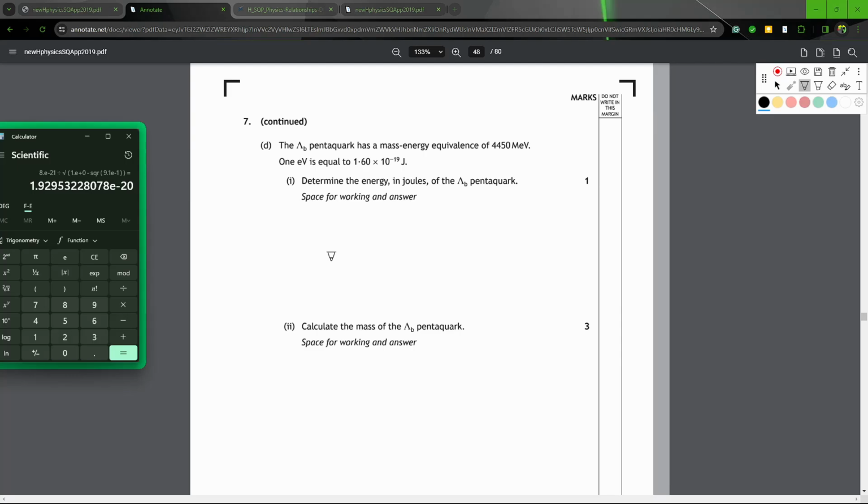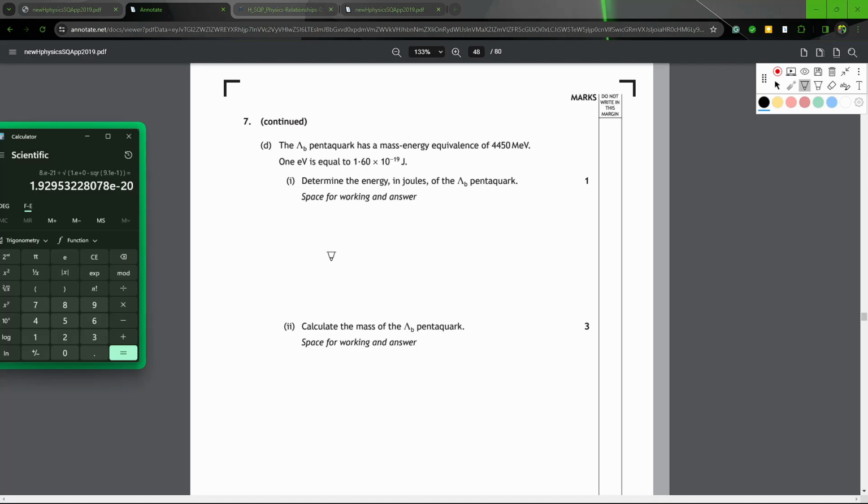Lambda B pentaquark has a mass energy equivalent of 4,450 mega electron volts, where 1 electron volt is equal to 1.6 times 10 to the negative 19 joules. Determine the energy in joules of the lambda B pentaquark.